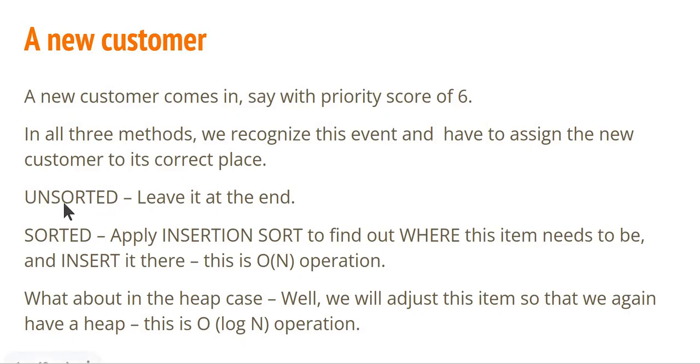Let's say we have been very lazy, we left the list unsorted. So what we will do is to basically just append this guy to the end. Very simple operation, but then the problem comes when we have to find the minimum. It's an order of n solution. We spoke about this. When it comes to a sorted list, let's say we've done a lot of work, sorted this list, we would apply insertion sort to find where this item needs to be inserted. Again, this is an order of n operation, although next time when we want to find the minimum, it's order of 1. We spoke about this also, right?